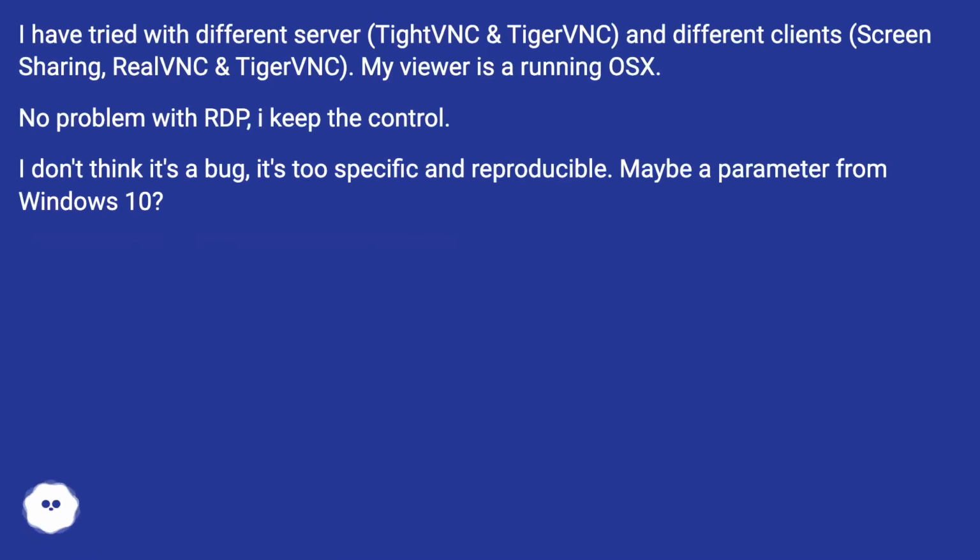I have tried with different servers, TightVNC and TigerVNC, and different clients, screen sharing, RealVNC and TigerVNC. My viewer is a running horse. No problem with RDP, I keep the control. I don't think it's a bug, it's too specific and reproducible. Maybe a parameter from Windows 10?